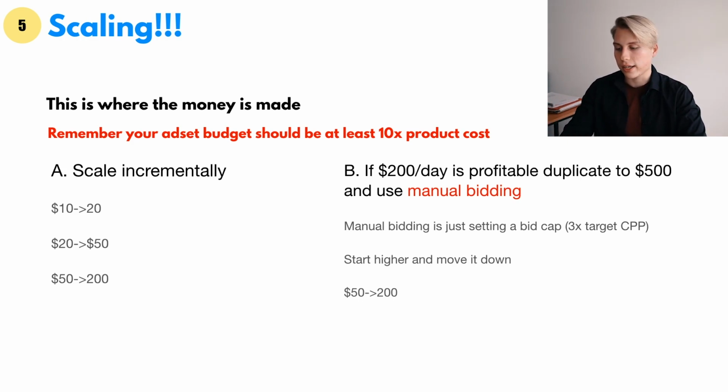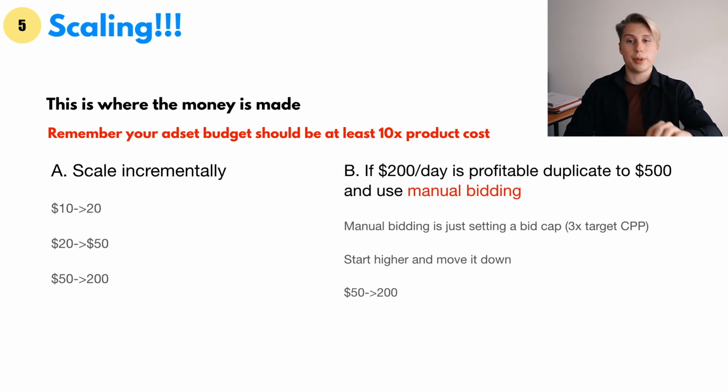We've gone over that already. But if you have an ad set running at $10, I wouldn't immediately put it at like 50. You want to increment it, so go from 10 to 20, from 20 to 50, and from 50 to $200. When you are at $200 a day and it's still profitable, then you want to duplicate it to 500 and start using manual bidding.